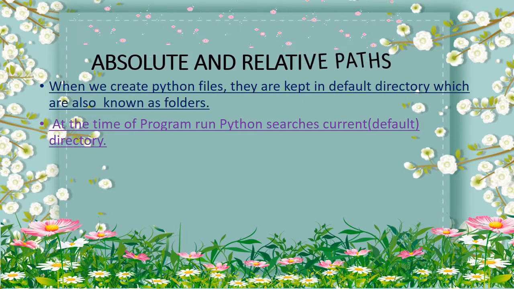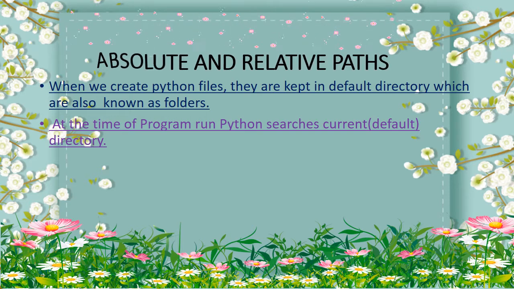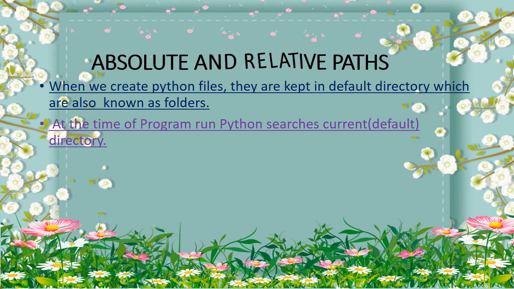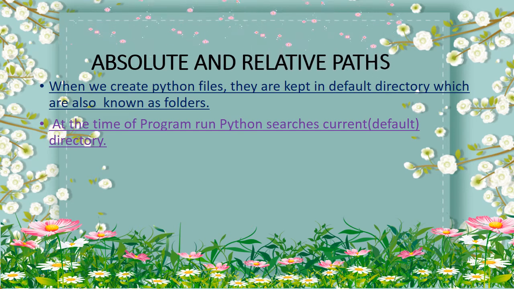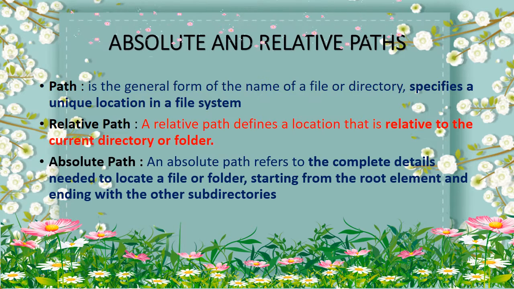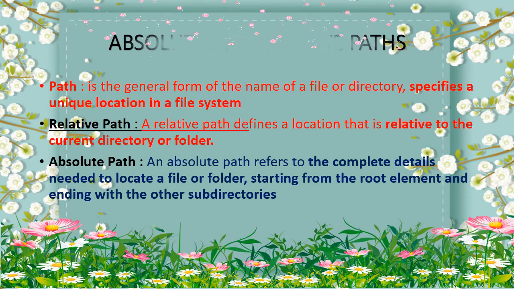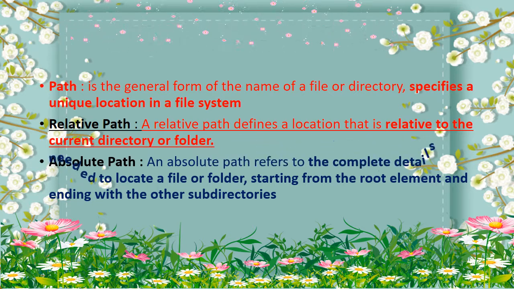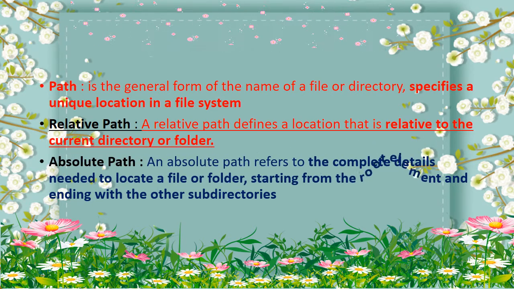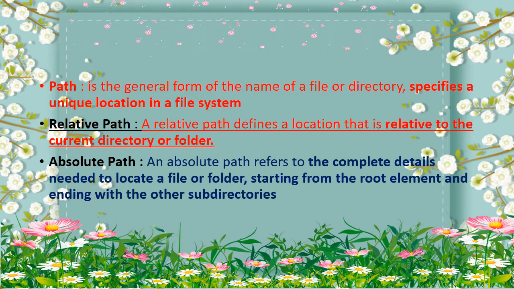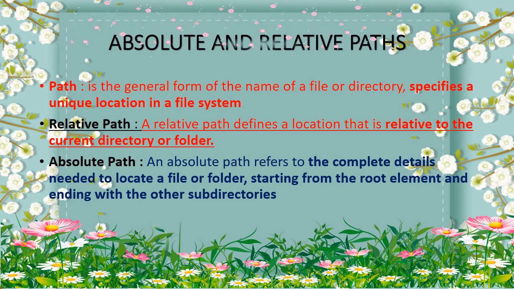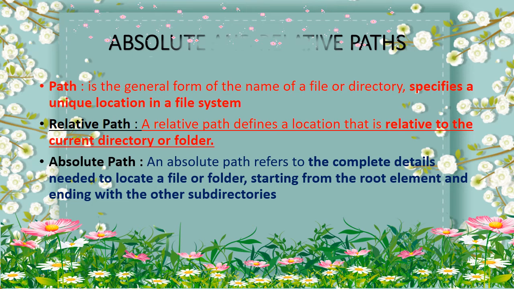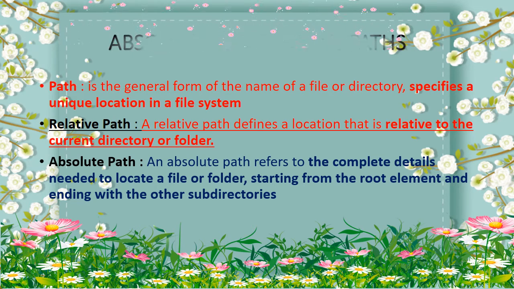In Python, where we are saving the files, under that folder, right? That is also called a directory. So when we run a particular program, it will search locations. Path means it specifies the exact location of a particular file, and relative path means the file is in the current working directory. Absolute path means it shows the full, entire path, including the root folder, subfolders, everything.